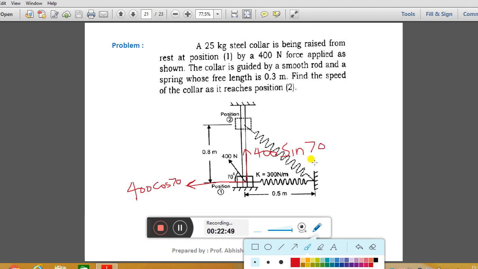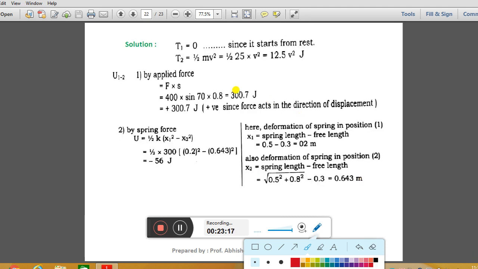The work done by the applied force will be equal to this component of force, that is 400 sin 70, multiplied by the displacement, so 400 sin 70 multiplied by 0.8. Why? Because work done by the applied force can be calculated by taking the product of force and the displacement in the direction of force. In this way we can calculate the work done by the applied force.